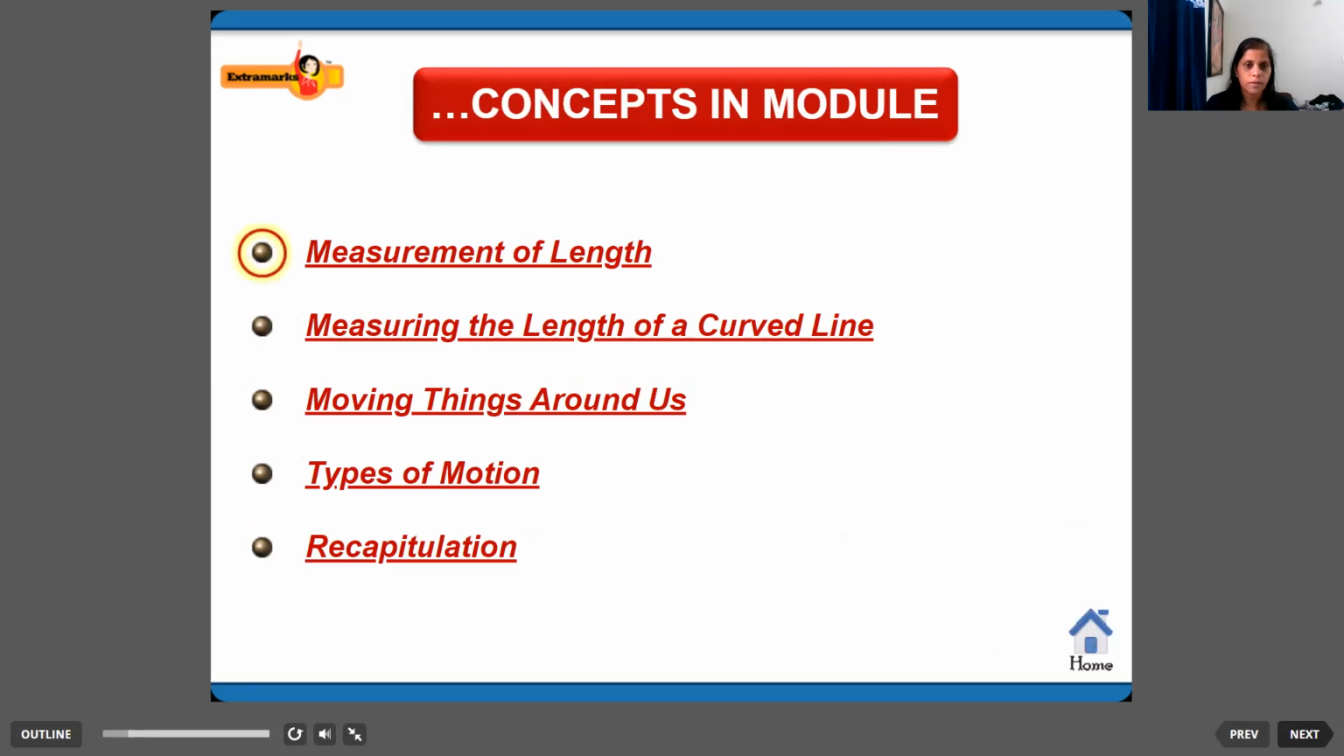Measurement of length. Measuring the length of a curved line. Moving things around us. Types of motion. Recapitulation. We will also study about measurement of length. How can we measure the length? We will also study about the length of a curved line. When the line is not straight, it is curved. How can we measure it? Moving things around us, types of motion, and at the end, we will revise the chapter.